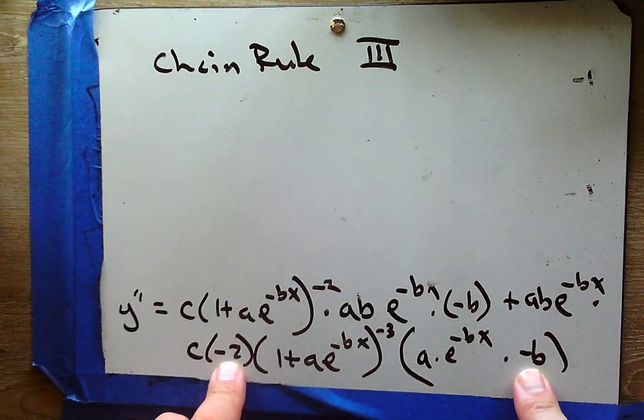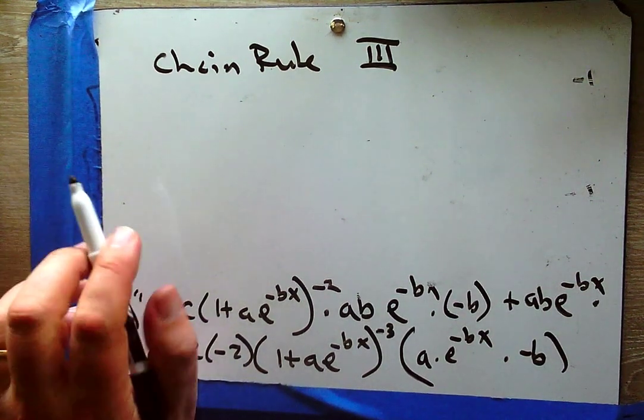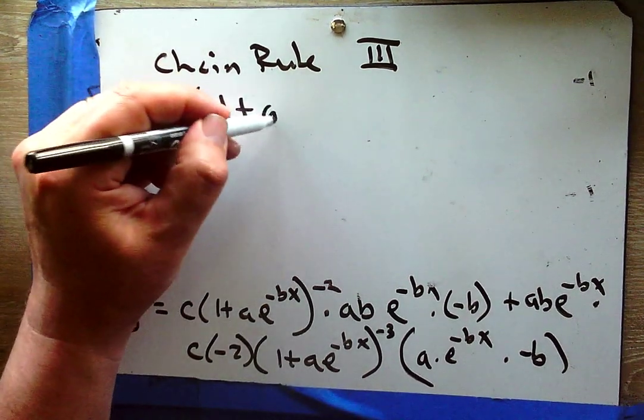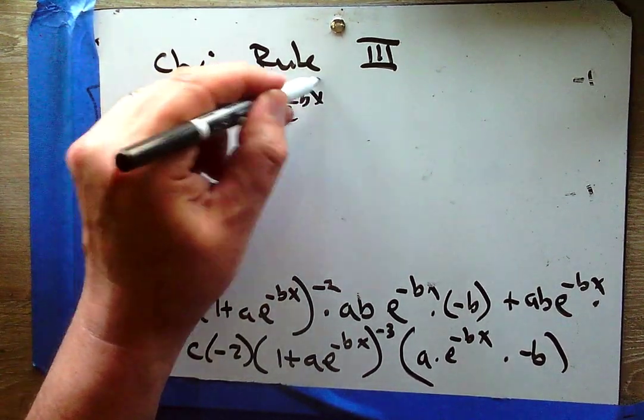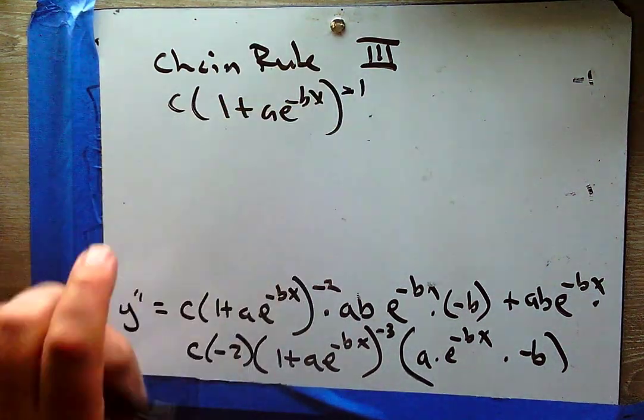Looks like I'm going to have a positive b. Yeah, let's just think about this again. Okay, so we started off with (1 + a e^(-bx))^(-1). This was our original problem.